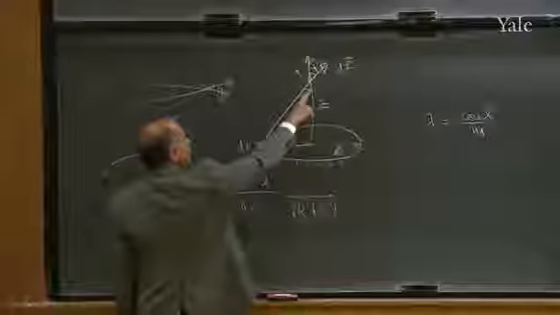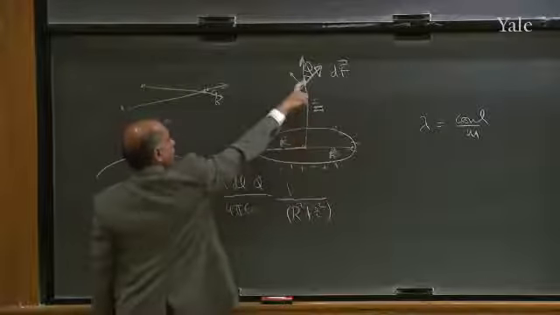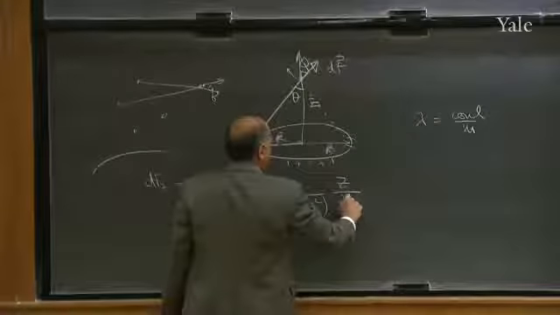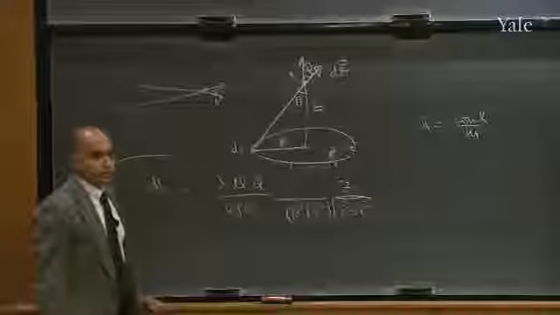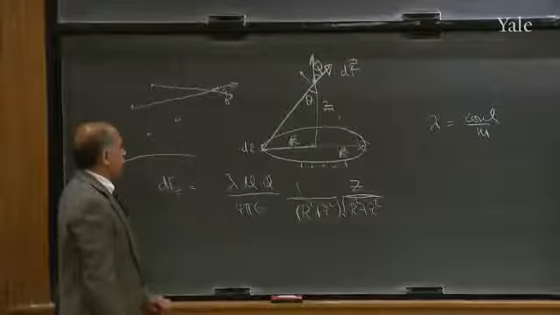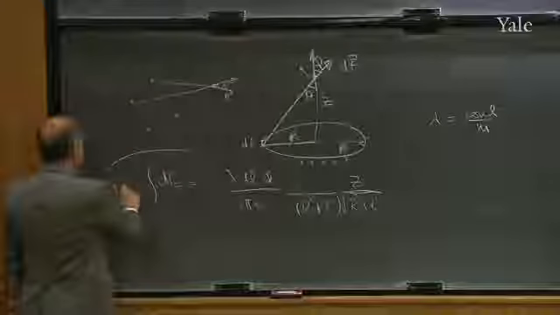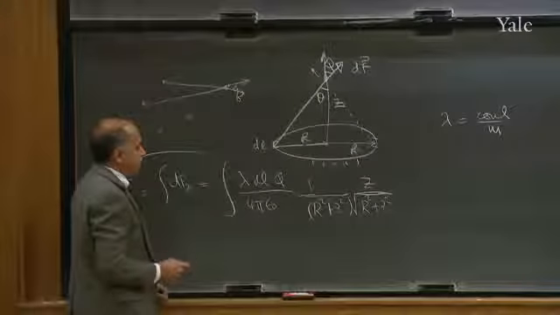I hope you know how to find the component of a force in a direction. It's the cosine of the angle between them. That angle is equal to this angle, and cosine of this is z divided by the square root of r squared plus z squared. That is the dF due to this segment, and the total force in the z direction is the integral of this. And what does that integrate to?